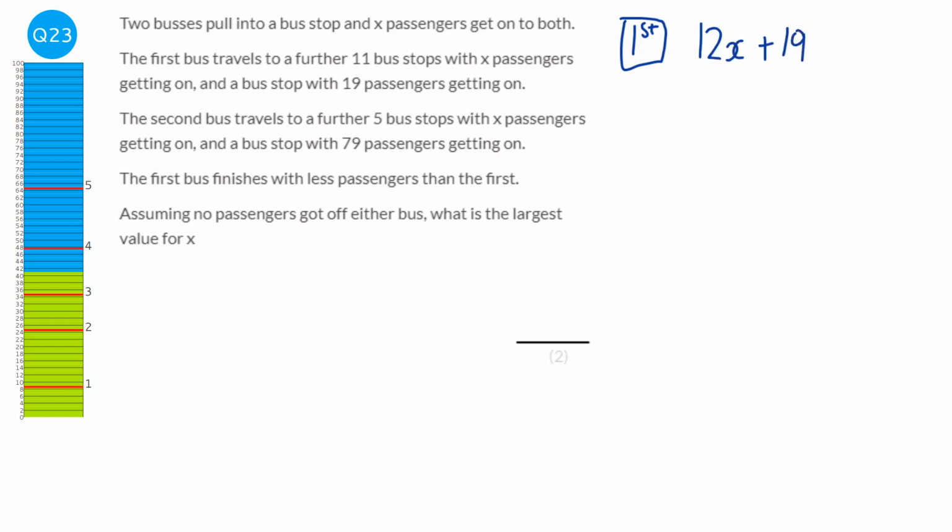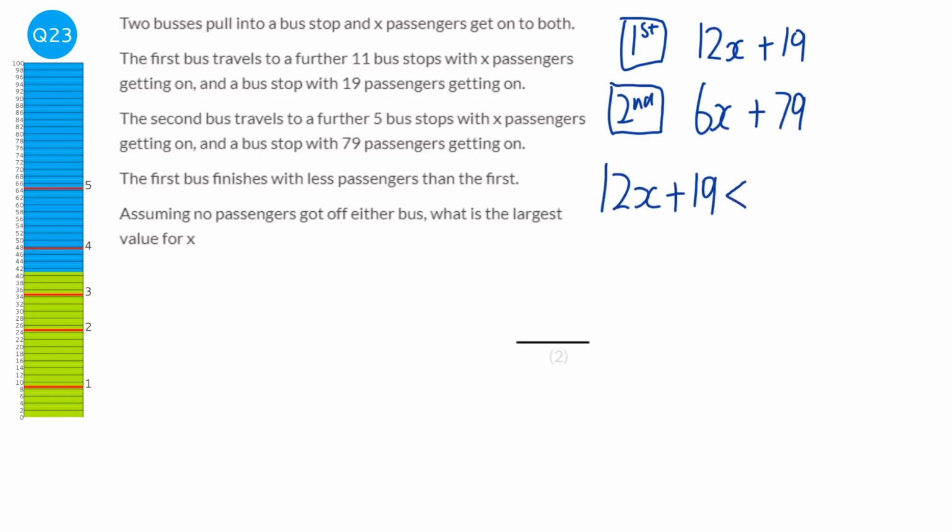So plus 19. Now for the second bus, well, we start with X and a further 5X come on, because 5 bus stops with X passengers, so that's 6X altogether. And then 79 get on. And it says the first bus finishes with less passengers than the second. So the first bus finishes with less. And the way we show that is with this inequality here.